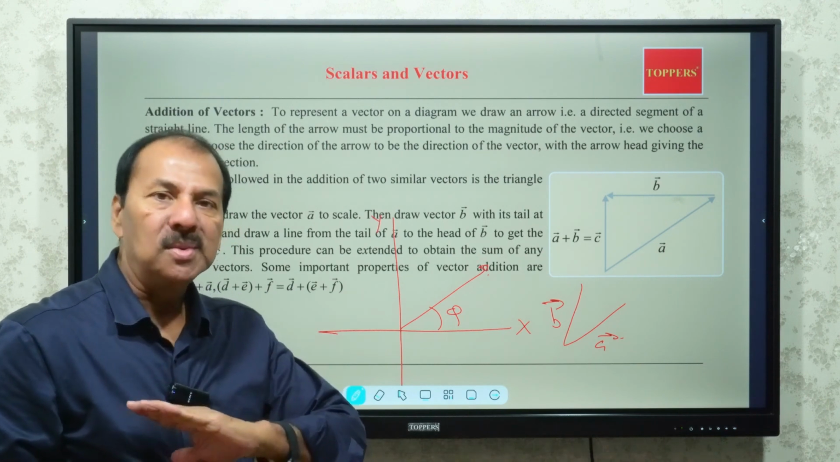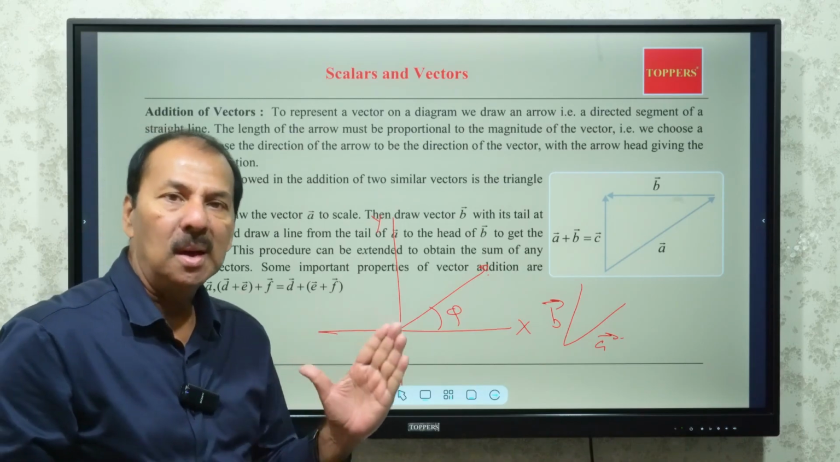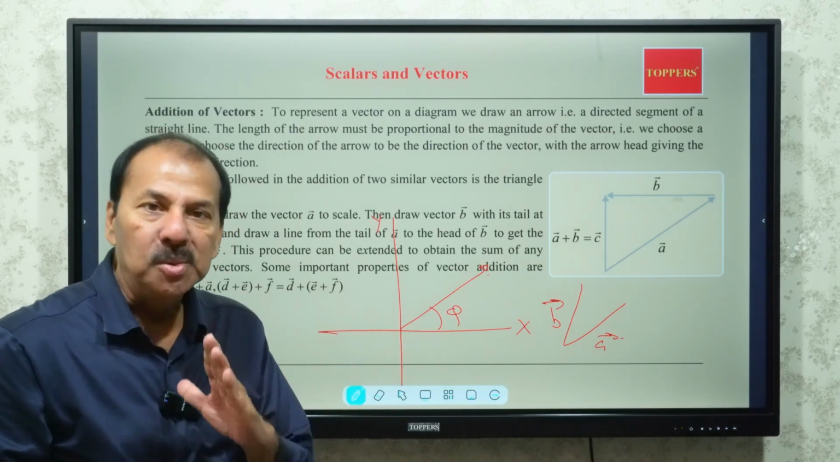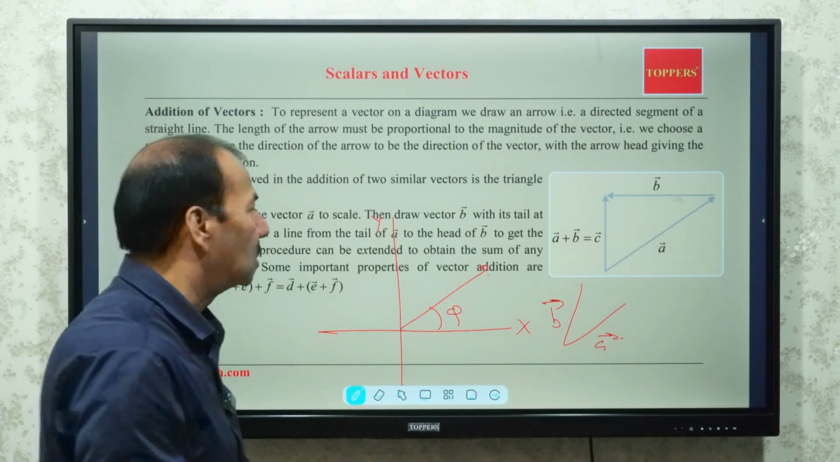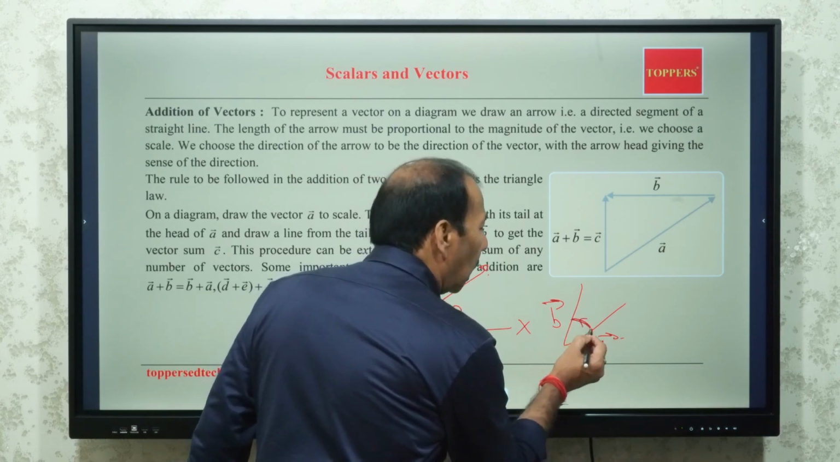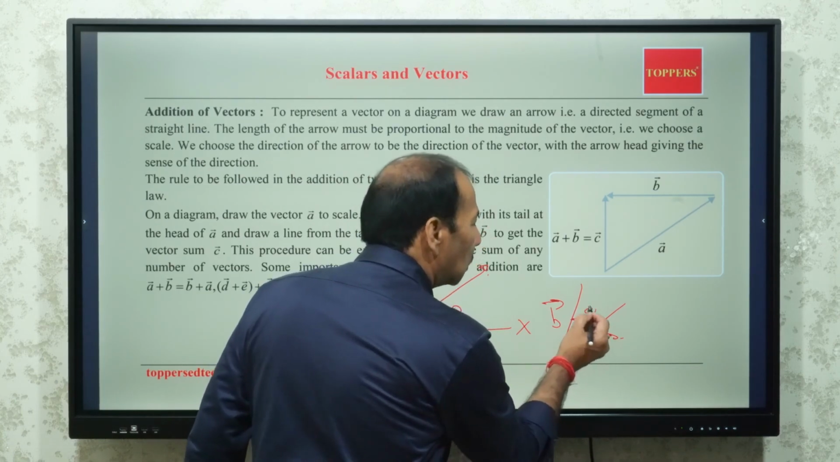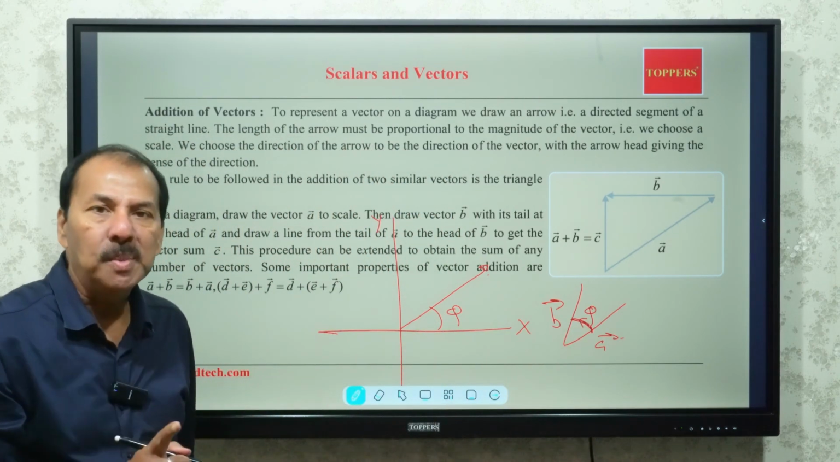So the angle is always considered in the anti-clockwise direction with respect to the first vector and the second vector. Between A and B means from A towards B in the anti-clockwise direction. So here, if this angle is theta, then we will take this angle as theta. So this is A and B, always in the anti-clockwise direction with respect to the first vector.